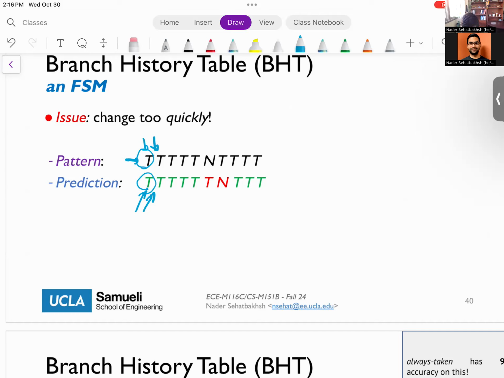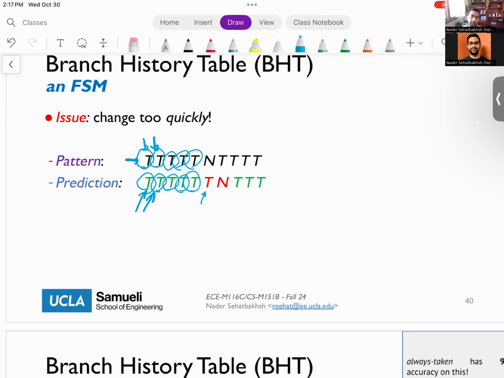Now the next branch comes, and since we are still in the prediction state, we're going to predict taken. We see the outcome is also taken, so we stay. We predict taken, outcome is taken, predict taken, outcome is taken, predict taken, outcome is taken. Okay, so far so good. We are in the one prediction, and the branch is very consistent. It's always taken.